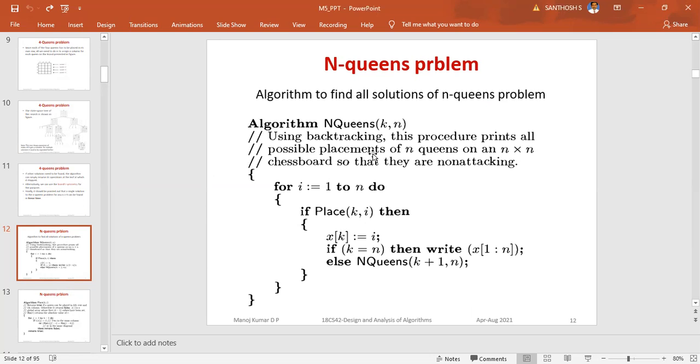Using backtracking, print all possible placements of n queens on an n cross n chessboard so that they are non-attacking.